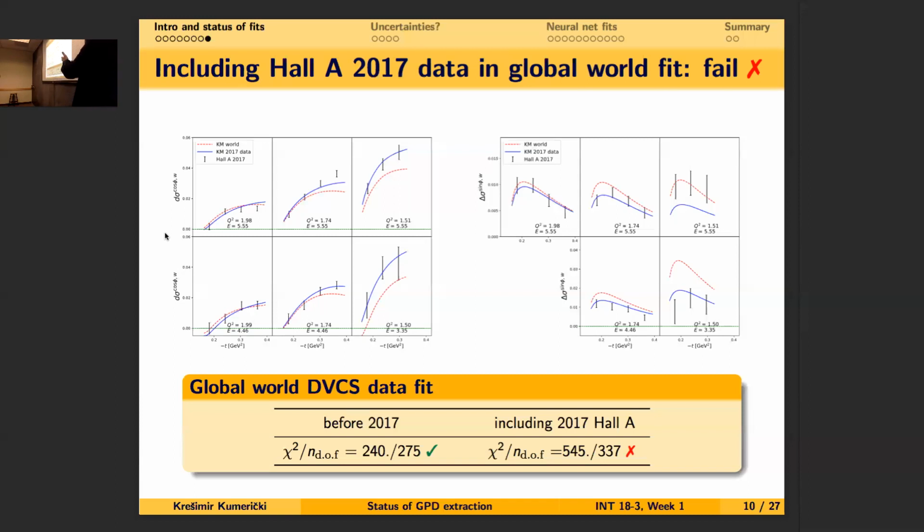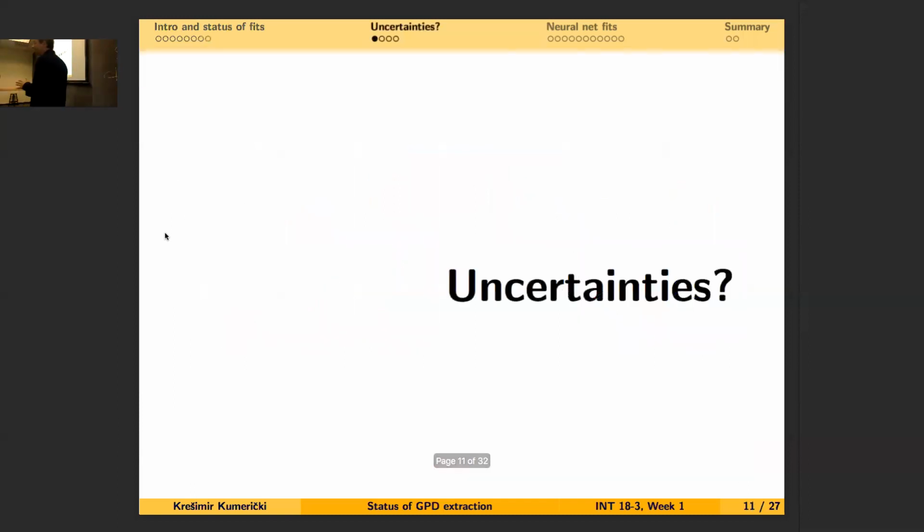Obviously this is of paramount interest, to understand whether we can fit the data or not. But I aimed to make this talk more about assuming we can fit data, what can we learn at this point? So if we disregard this 2017 problem and consider the data that we fitted successfully, what can you learn from these fits, how do the GPDs, or at least Compton form factors, look coming out from these fits, and what are the uncertainties?